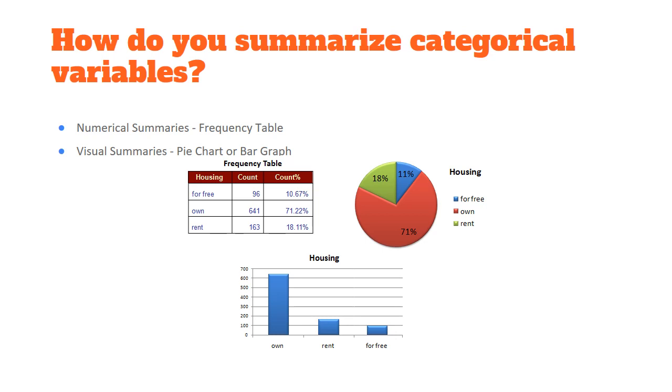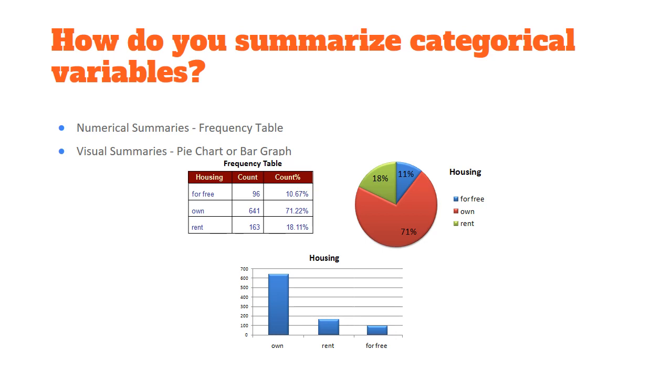How do you summarize categorical variables? You can do it through numerical summaries, which would be a frequency table, or visual summaries like a pie chart and a bar graph. As you can see right here, it's presented in those three ways.